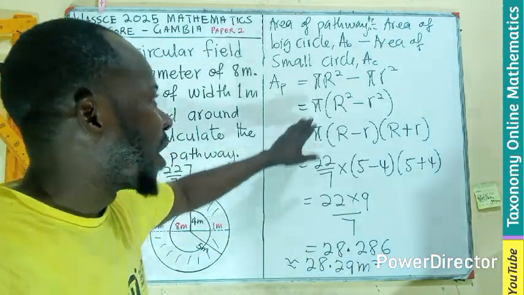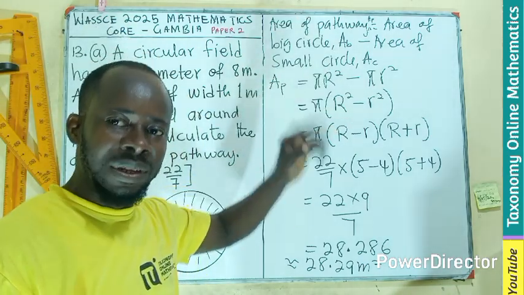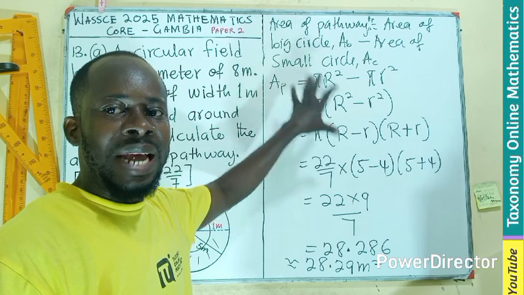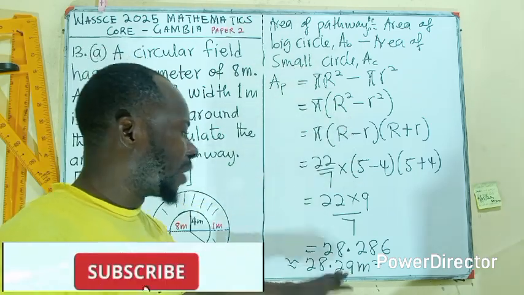You can also decide to find the area of the bigger circle separately, then find the area of the smaller circle separately, then perform the subtraction. You come back to the same value.